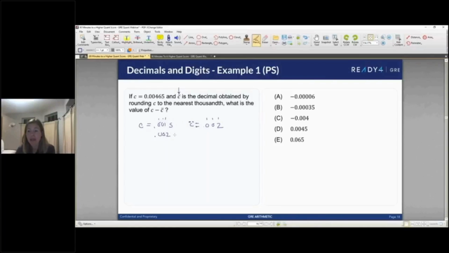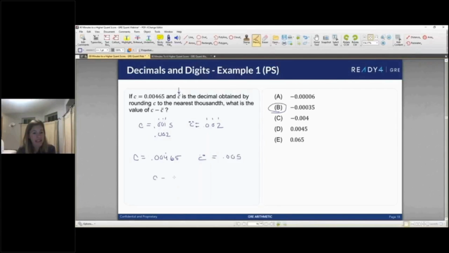Okay. Right. Looks like most people are getting it now. So the answer is B. Why is that? Okay. So they're telling us that in this problem, C is equal to 0.00465. C dot is going to be the decimal obtained by rounding it to the nearest thousandth. So here, we're going to go tens, hundreds, thousandths. Our decimal place here, we're going to round it to the nearest thousandth. So we're going to go up to 0.005.